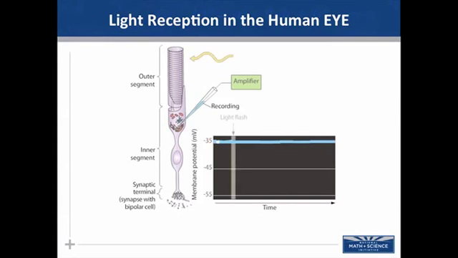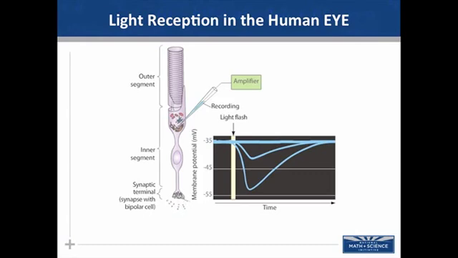A brief light stimulus triggers the membrane to get more negative, that is, to hyperpolarize. As the membrane hyperpolarizes, the cell releases less neurotransmitter onto the next neurons in the visual pathway. A brighter light stimulus results in an even stronger hyperpolarization and an even greater reduction in neurotransmitter release. Note that this is the opposite of what other types of sensory receptors do. They typically depolarize and release neurotransmitters in response to a stimulus.